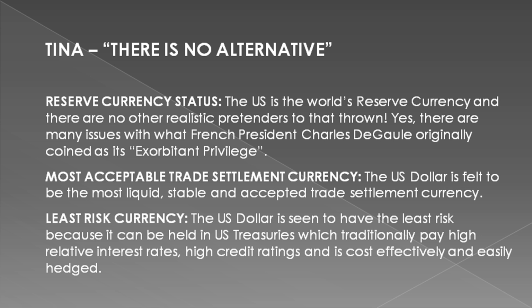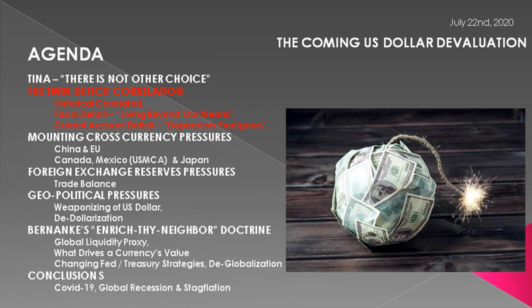The US dollar is seen to have the advantage because it can be held in U.S. treasuries, which traditionally pay high relative interest rates, have high credit ratings, and are cost effectively and easily hedged. There are more reasons, but it comes down to why use another currency? Well, those days may be changing. The belief in TINA may cost unprepared investors dearly. The biggest losses always seem to occur when the masses believe something that eventually turns out to simply be a myth.